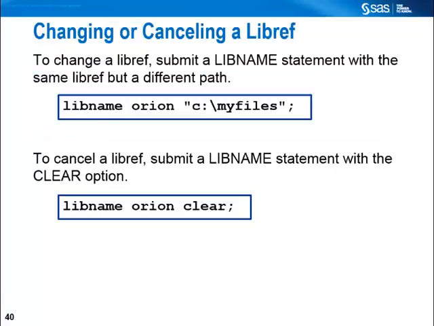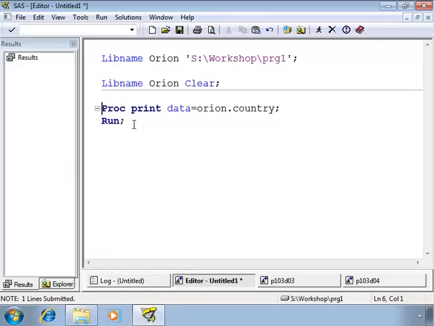Changing or cancelling a libref. To change a libref, submit a libname statement with the same libref but a different path: libname Orion c:/myfiles. To cancel a libref, submit a libname statement with the clear option: libname Orion clear. According to the current proc print statement or the data step that we see, we're going to print the country dataset from the Orion libref.